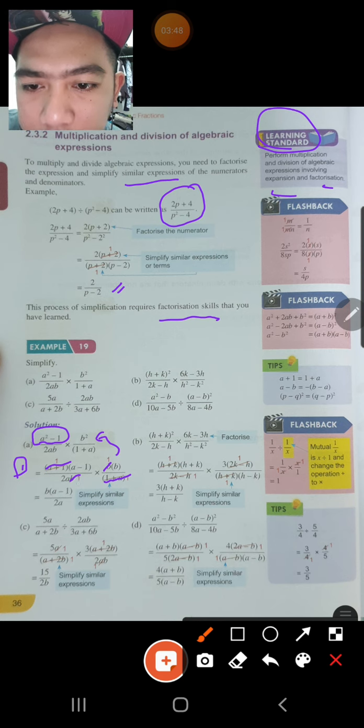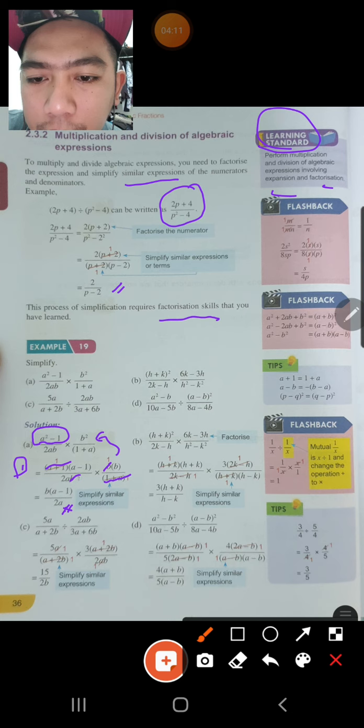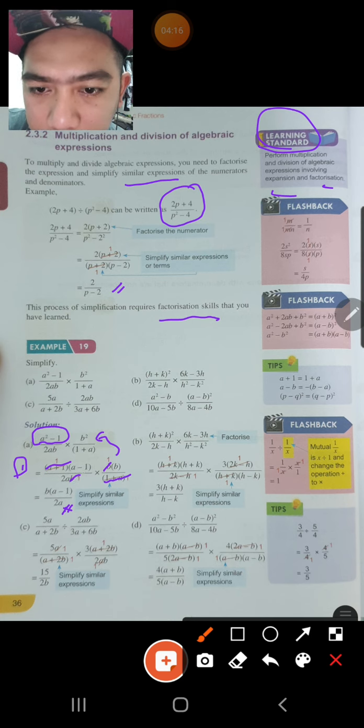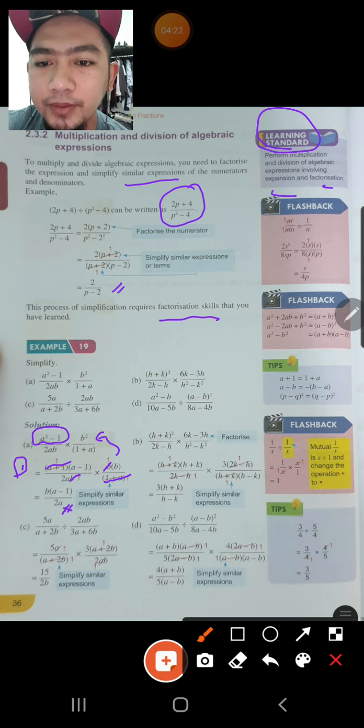Then you will get b times a minus 1, or you can rewrite it as b times a minus 1 over 2a. You get 2a because the b is already eliminated, and the 1 plus a is already eliminated. When you eliminate, it becomes 1. So 2a times 1 is still 2a. So this is easy, but the first thing is you have to know how to factorize.